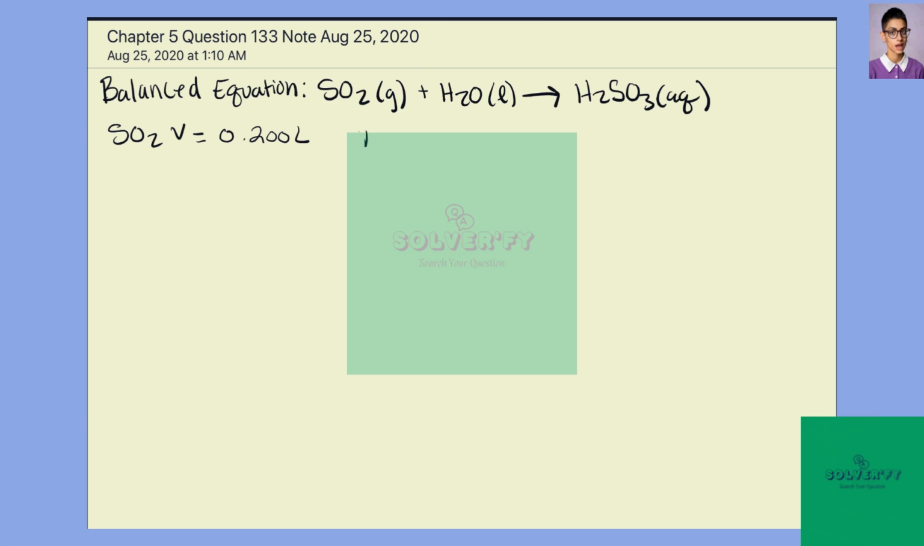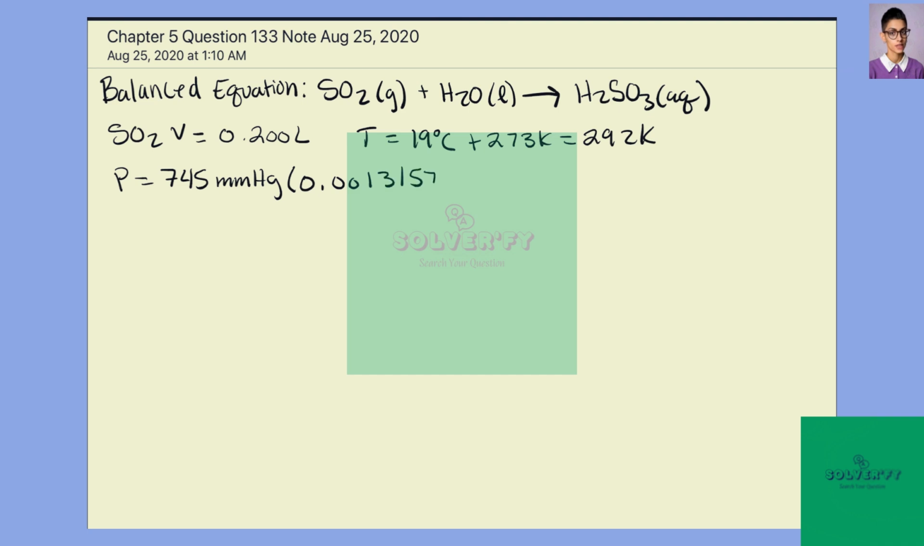They tell us that the temperature is equal to 19 degrees Celsius. I'm just going to add 273 Kelvin to this, so our temperature is going to be 292 Kelvin. They tell us that the pressure is equal to 745 millimeters of mercury. I'm just going to times this by 0.0013159 atmospheres per millimeter of mercury, just to get it into units of atmosphere.